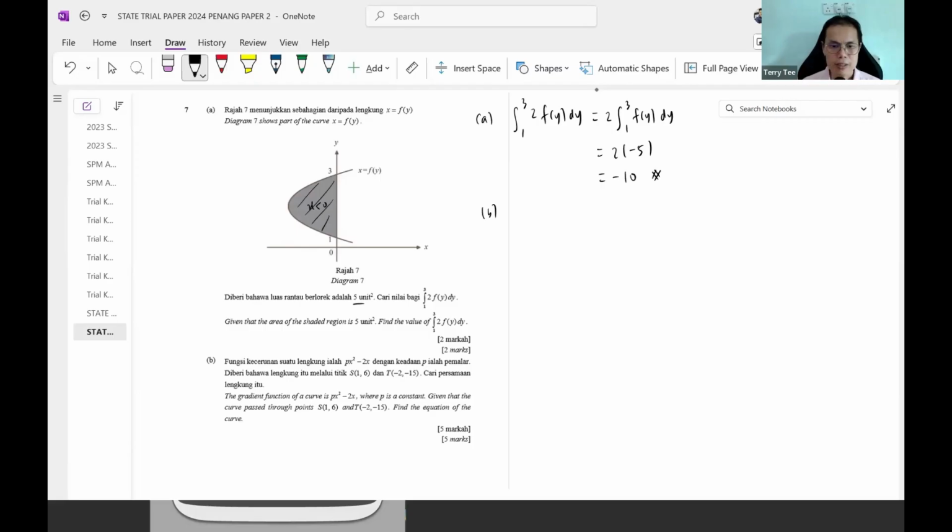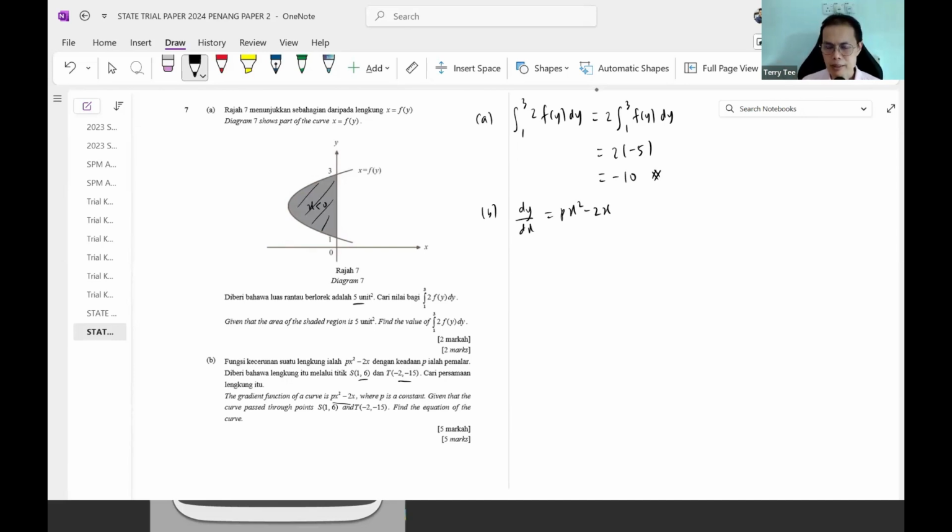Next, the gradient function of the curve is given as this. The gradient function is dy/dx. Your dy/dx is px squared minus 2x. And the curve passes through (2, 16) and (negative 2, negative 15). So you're supposed to find the equation of the curve. To do that, you need to find the value of p as well as c, the arbitrary constant. When you integrate, you always have a plus c.